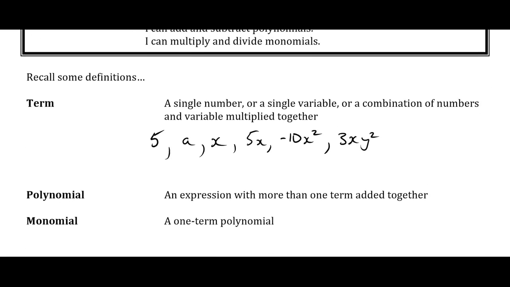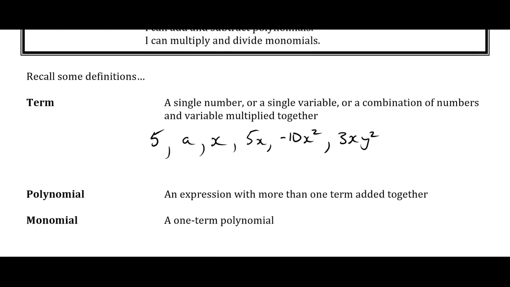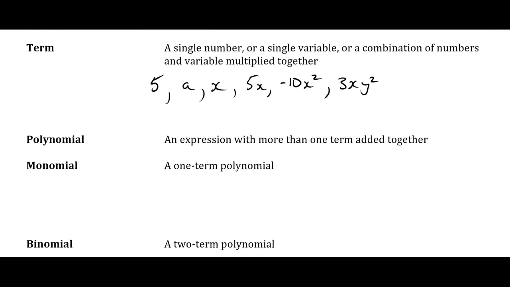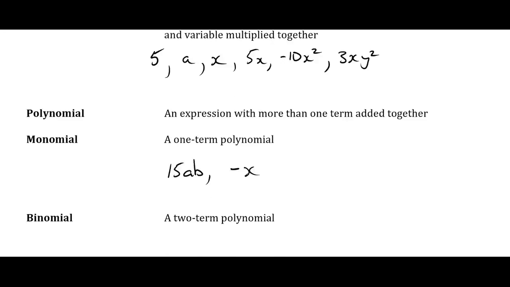A polynomial is when we have more than one term added together. So many terms, several terms added together. A one-term polynomial we call a monomial. So that's also like just a single term, but we use these words in different scenarios. So you might see something like 15ab or negative x, both monomials.